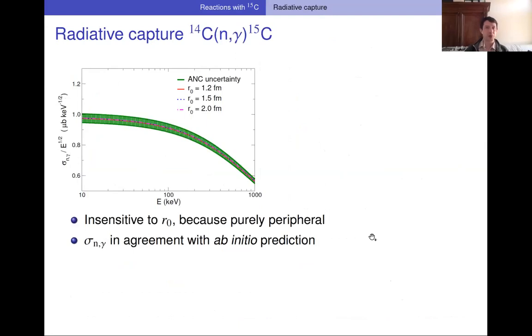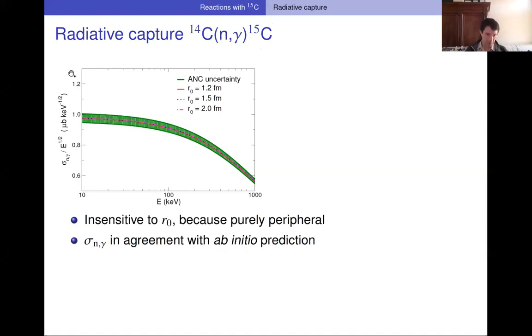I now move to the radiative capture because this reaction has an interest in astrophysics. It's a reaction that can take place in red giants in the asymptotic giant branch region. So a reaction where the carbon-14 would capture a neutron to form carbon-15. And so it's important to have a model that reliably predicts this value.